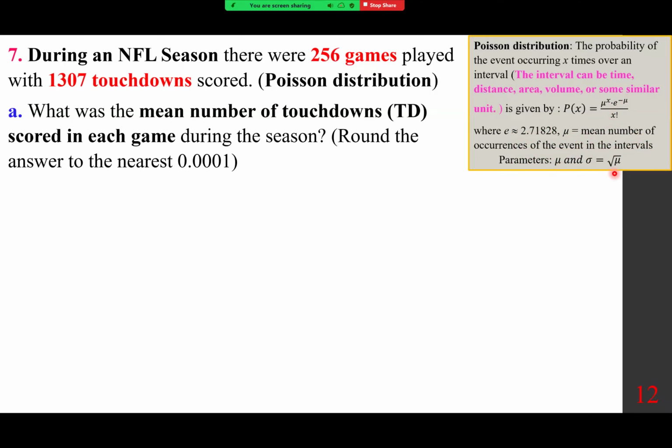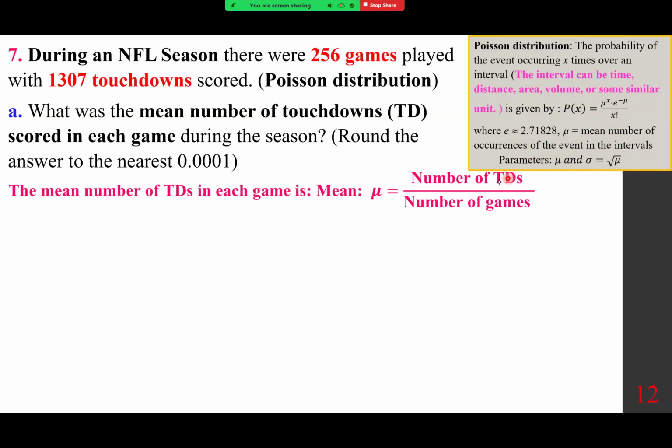So the mean number of touchdowns is the total number of touchdowns, which in this case is 1,307, over the total number of games, which in this case is 256 games. And that gives us this number, and we are going to go with 4 decimals. So 1, 2, 3, 4. Next to it is 6, goes up to 5.